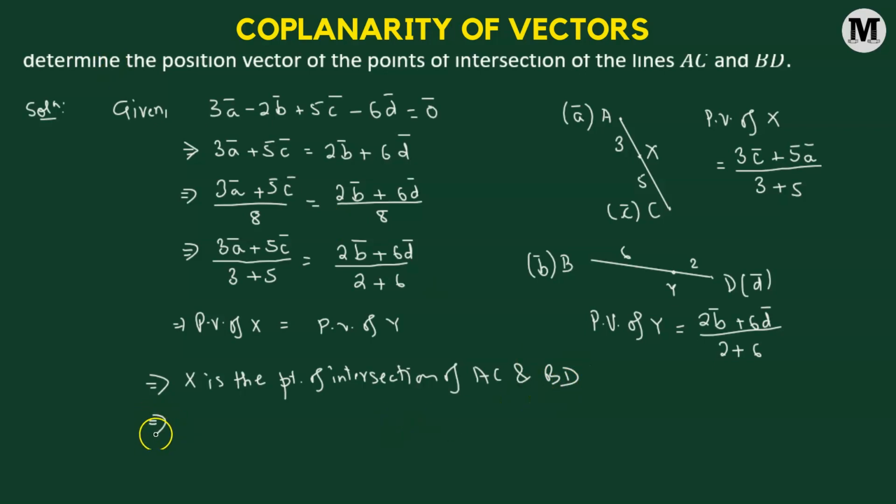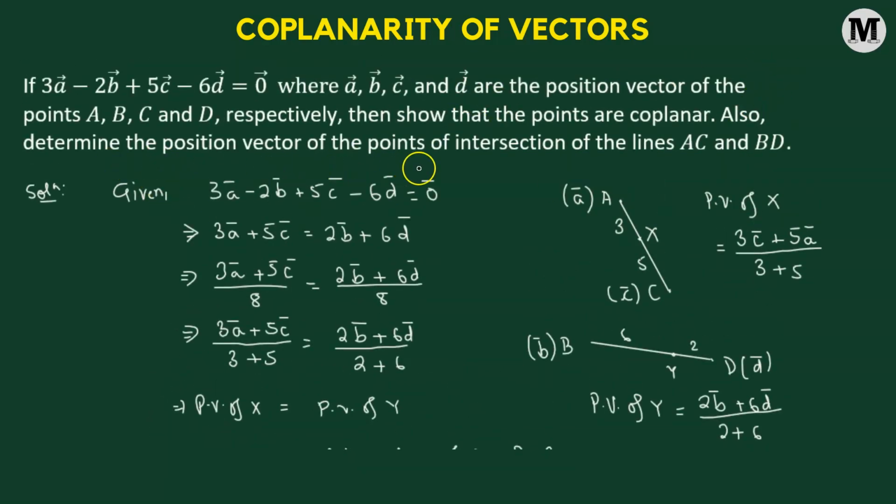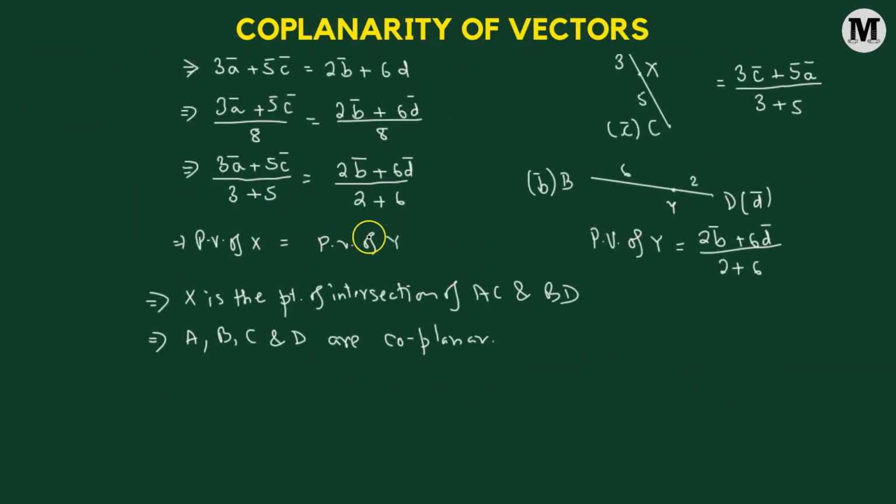Now this is only going to happen if these 4 points A, B, C and D are coplanar. So we have successfully shown that the points A, B, C and D are coplanar, provided we have 3a vector minus 2b vector plus 5c vector minus 6d vector equals the null vector. Okay, now our next goal is to determine the position vector of the point of intersection of lines AC and BD. We have already defined the position vectors. So this is going to be the position vector 3a vector plus 5c vector over 3 plus 5, and the position vector of Y is going to be 2b vector plus 6d vector over 8.